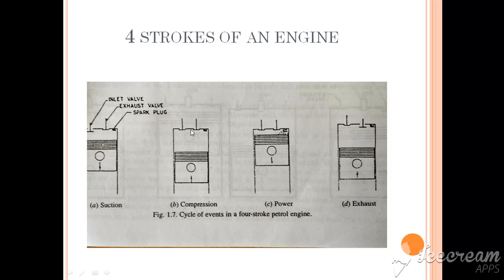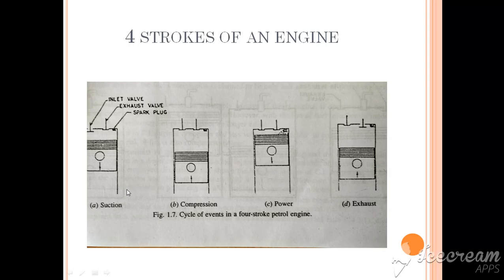Now second stroke is the compression stroke. Here both the inlet and exhaust valves are closed and the piston moves from bottom dead center to the top dead center. As the piston moves from the bottom dead center to the top dead center, it compresses the air fuel mixture which was sucked in the suction stroke, and the piston at the end reaches the top dead center and the air fuel mixture is compressed. That is why it is known as compression stroke.